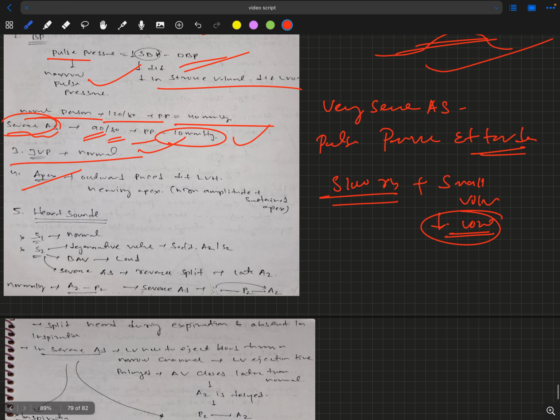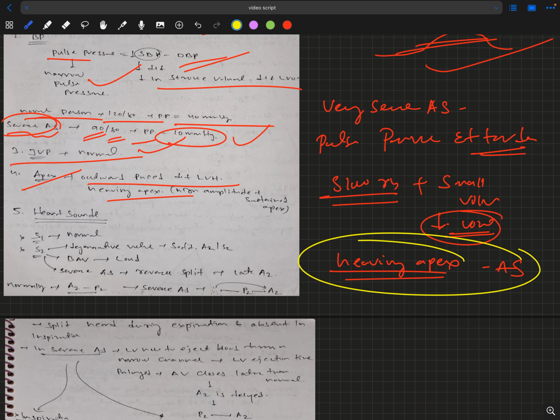What happens to the apex beat? Outward placed apex due to LVH, heaving apex. Heaving apex is seen in case of aortic stenosis. So heaving apex, that is down and out apex. Outward placed due to left ventricular hypertrophy. It is called heaving apex.